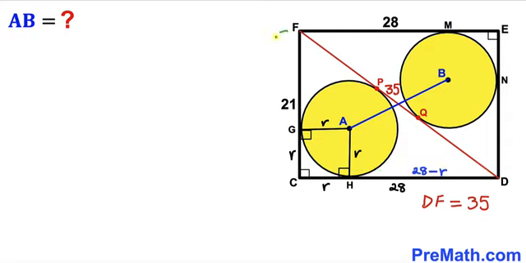And likewise, this side length CF is 21. This side length CG is lowercase r. So therefore, this segment FG is going to be 21 minus r.